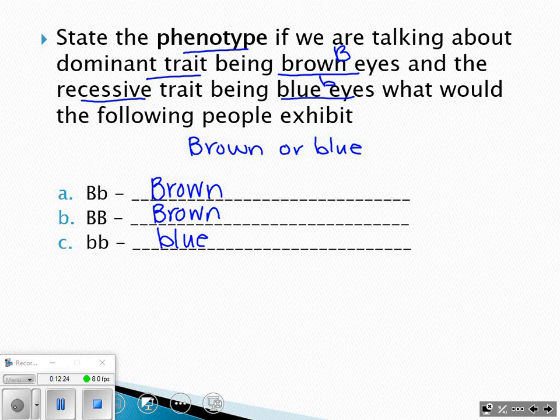Would it ever be lowercase b and then uppercase B? Convention is we write big B, little b, just to keep things straight.